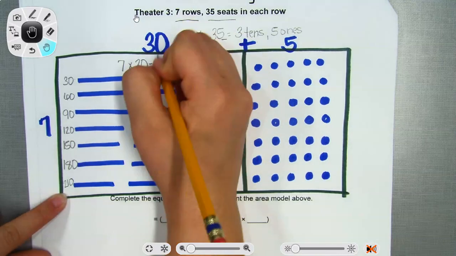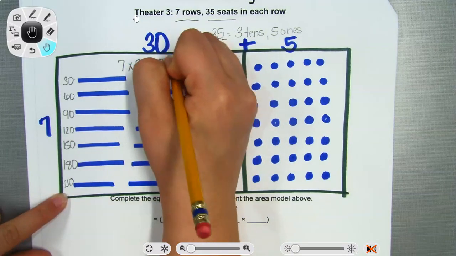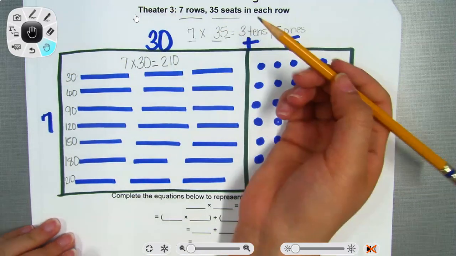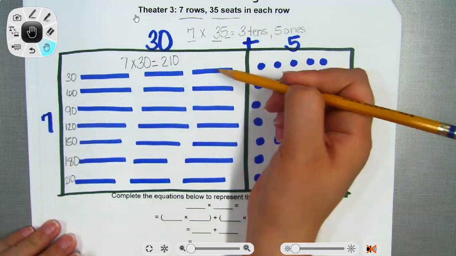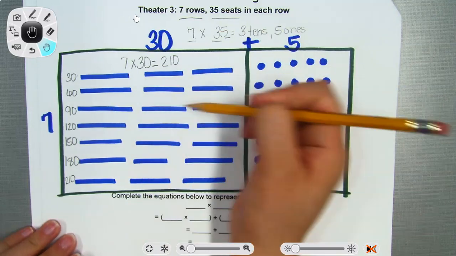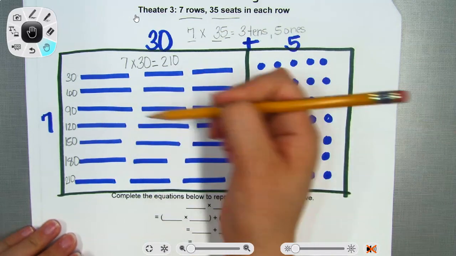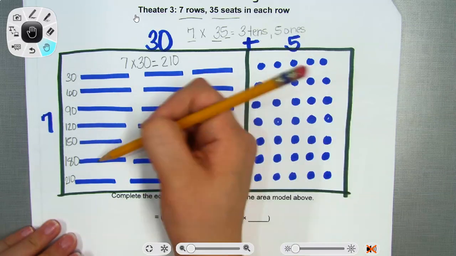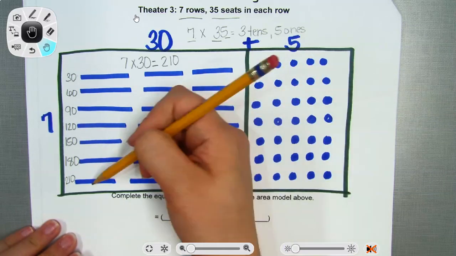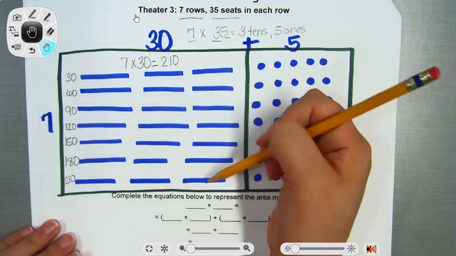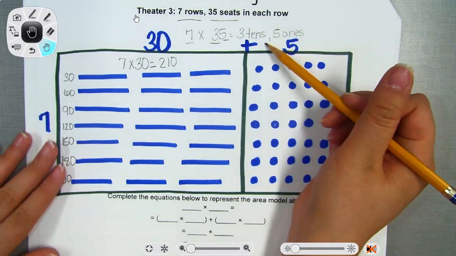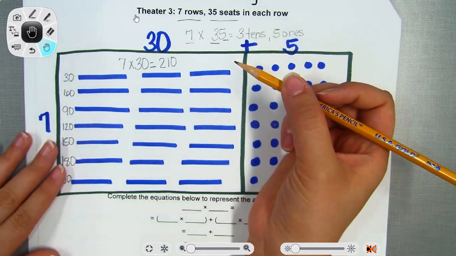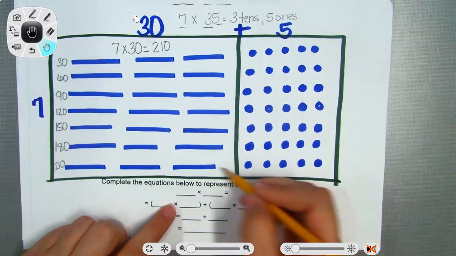So 7 times 3 is 210. Guys, if you couldn't do that in your head, you could always go 10, 20, 30, 40, 50, 60, 70, 80, 90, 100, 110, 120, 130, 140, 150, 160, 170, 180, 190, 200, 210. Okay? Now, that's just the tens place. Okay? So let's start filling in down here.